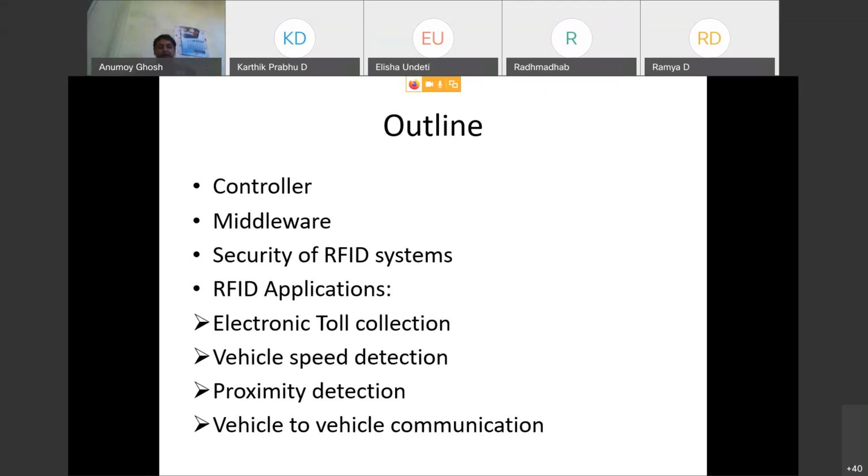Now there is a middleware. What does it do? It is a kind of router which is routing the data from the reader to the controller. Now, why is a middleware very important? Because a controller is a very expensive device. Suppose there is a toll tax station, and suppose there are 5 lanes through which cars can move. For each of the 5 lanes, there will be 5 readers.